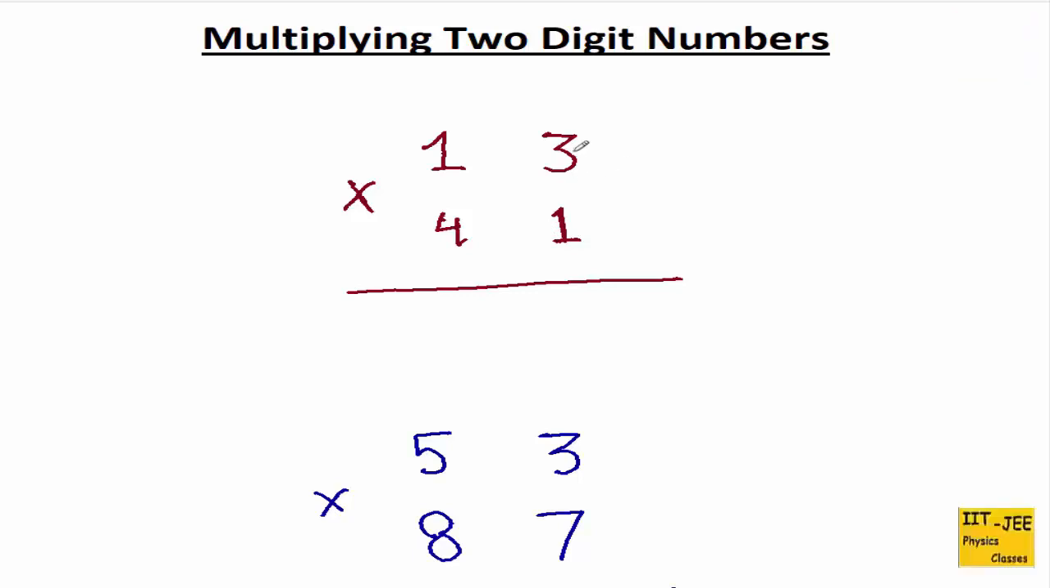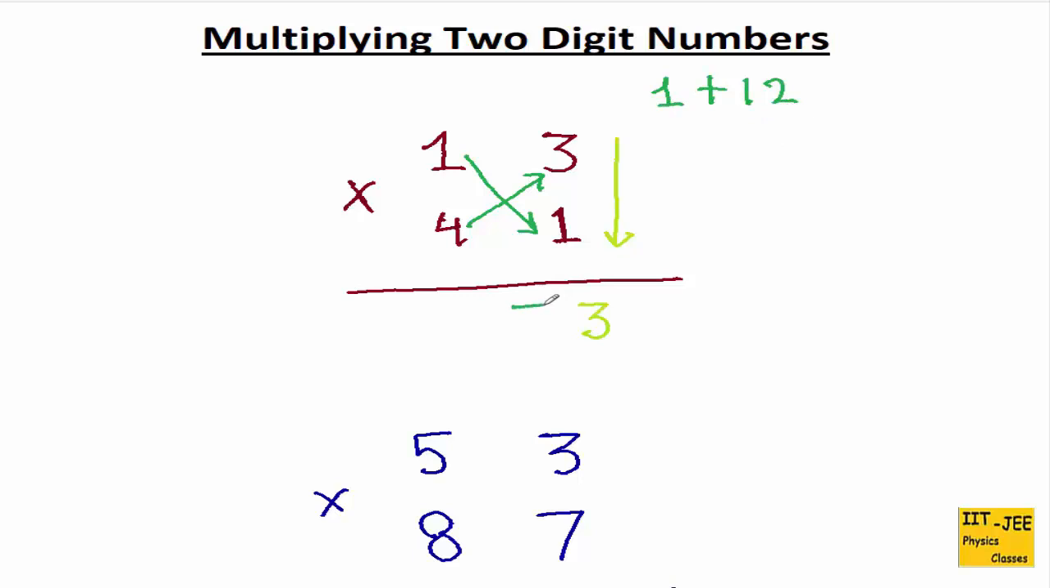So first we will multiply the numbers in the ones place. So 3 times 1 is 3. Then we are going to multiply cross products, meaning we multiply the cross numbers 1 times 1 and 4 times 3 and add them up. 1 times 1 is 1, 4 times 3 is 12. You add them up, that makes 13.